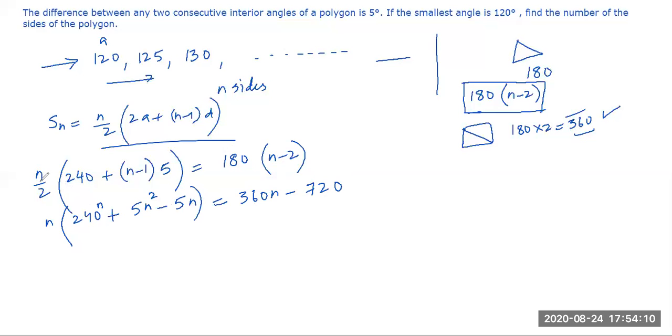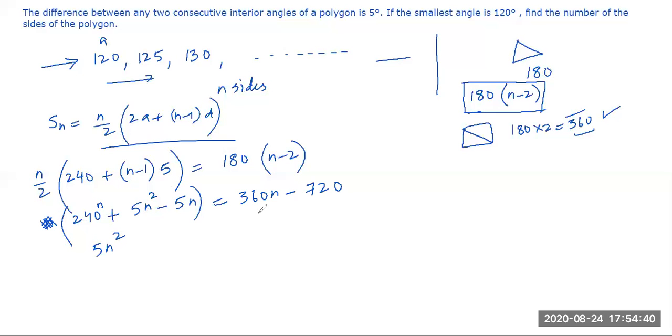So n multiplied by 240n plus 5n squared and then minus 5n. It's correct. We've already multiplied by n, so there shouldn't be any n here. Is it okay now, Ishma? Yes, sir. We've already multiplied by n. Is it right? 240n plus 5n squared minus 5n. This is perfect. So it becomes 5n squared.